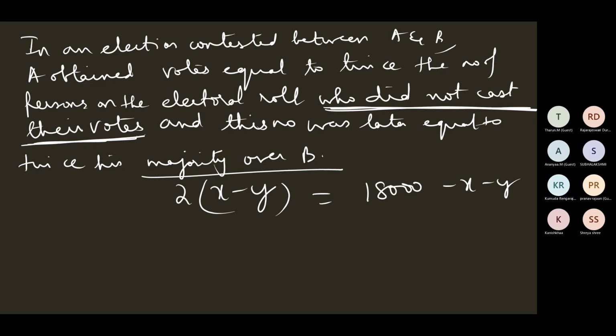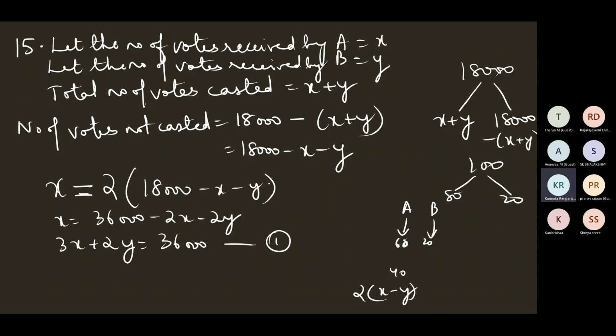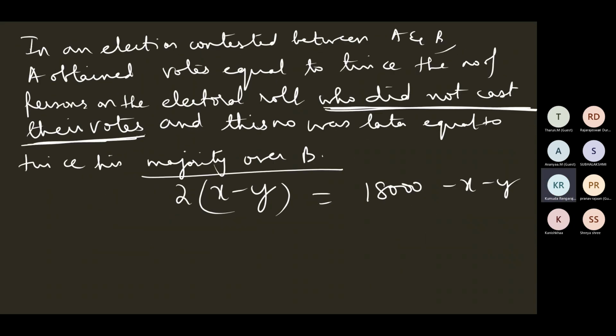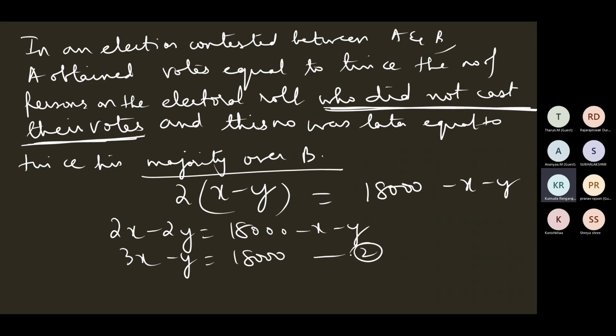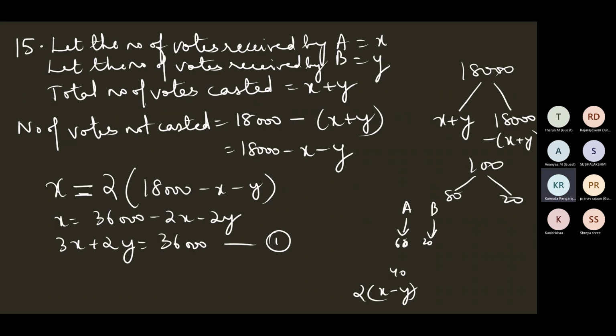Am I clear, children? So this is the first equation. The second equation is this one: 2 into (X minus Y). Majority over B is X minus Y, twice that is 2 into (X minus Y), is equal to those who did not vote. So 2X minus 2Y is equal to 18,000 minus X minus Y. So 3X minus Y is equal to 18,000 is the second equation. Yes, children, take a screenshot.